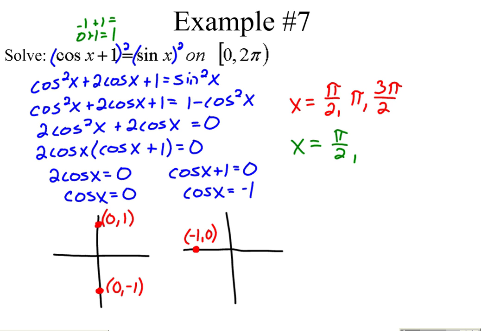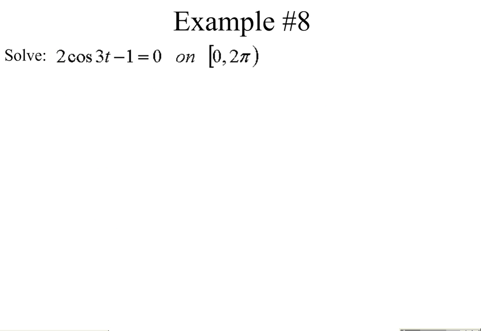Pi. Cosine of pi is negative 1 plus 1. Sine of pi is 0. Negative 1 plus 1 does equal 0. That's a good solution. 3 pi over 2. Cosine of 3 pi over 2 is 0 plus 1. Sine of 3 pi over 2 is negative 1. 1 does not equal negative 1, so we need to throw that solution out. And our only two solutions are pi over 2 and pi.